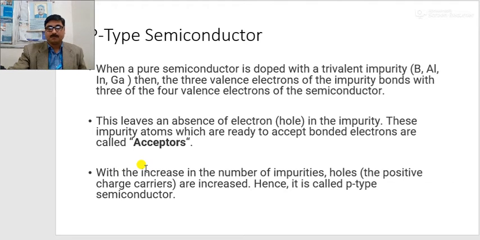Again, in the case of a P-type semiconductor, trivalent impurities, trivalent atoms, are mixed by the bombardment process mainly, and its ratio may be 10 to 1000, maybe 100.